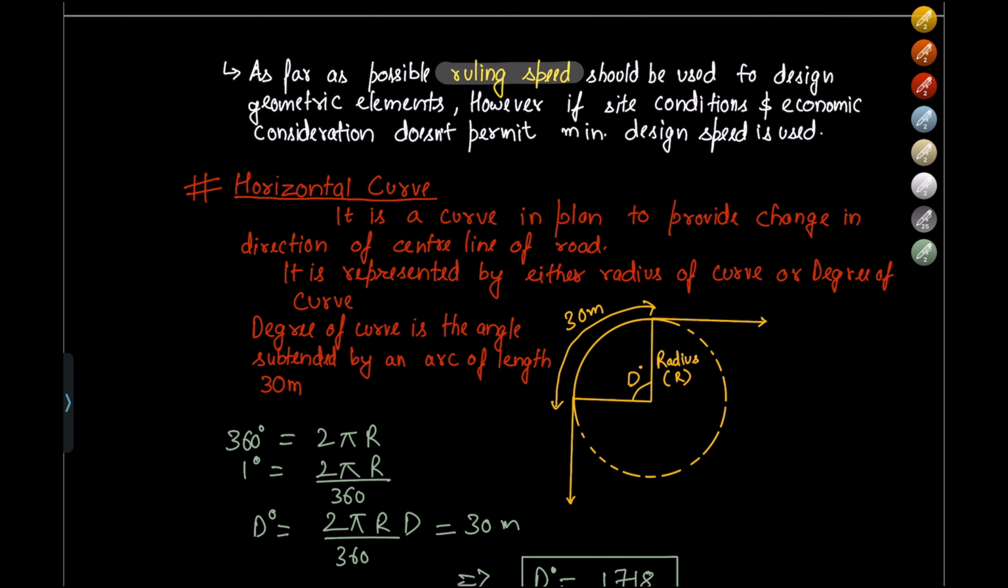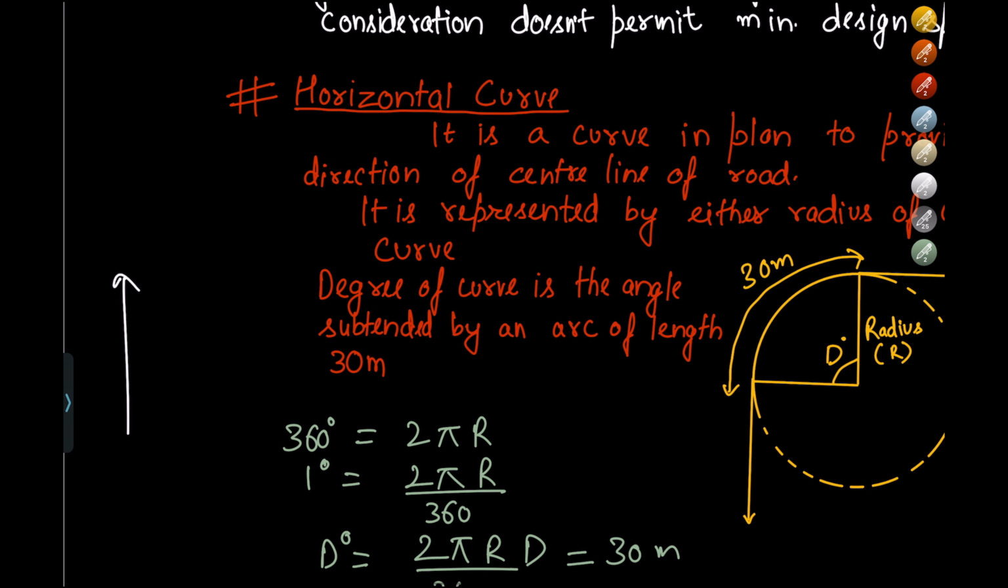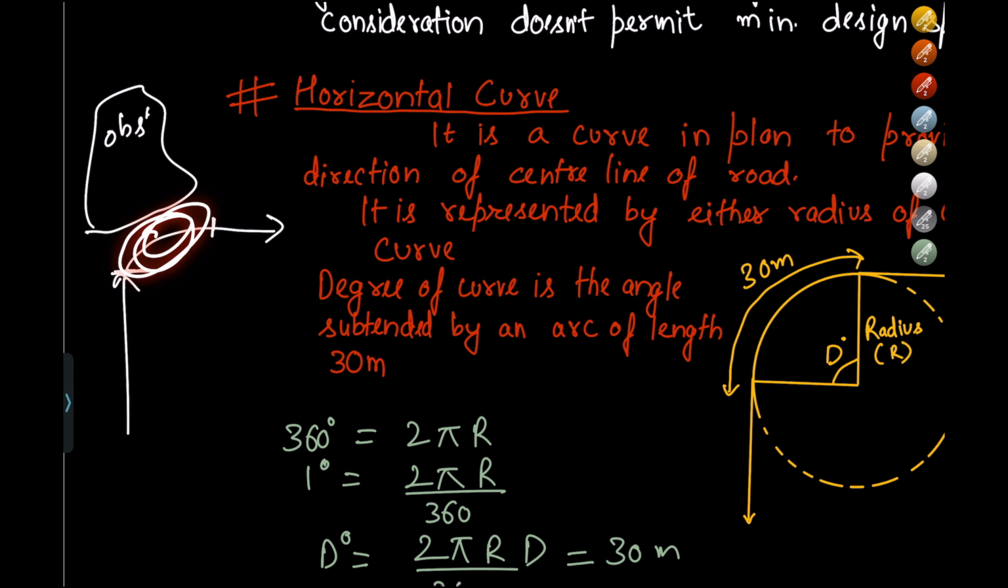Next is horizontal curve. What is horizontal curve? Let's understand something about it. It is a curve in plan to provide change in direction of the center line of the road. Whenever the road is moving in a straight direction, let's have a look at this. If the road is moving in this direction and there is a mountain or whatever obstruction, the road needs to turn to this side. So from this to this, where the straight segment of the road is ending, we need to provide the curve, and that is known as horizontal curve, right?